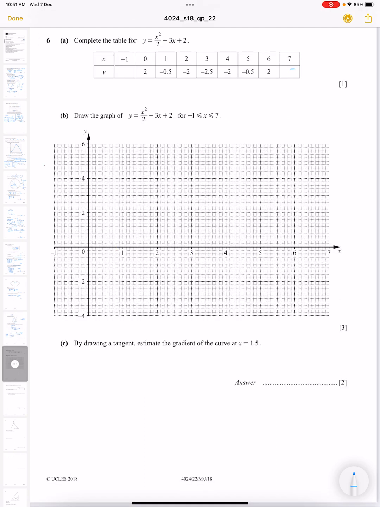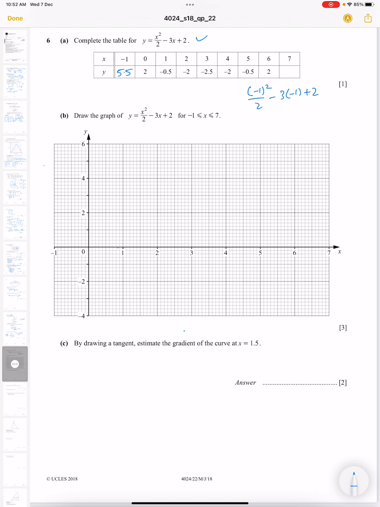Okay, next question. Complete the table first for this function. So when we put minus 1 in place of x, for the first value we get (-1)²/2 minus 3 times minus 1 plus 2. Let me calculate this. It becomes 1/2 plus 3 plus 2, and it is 5.5.